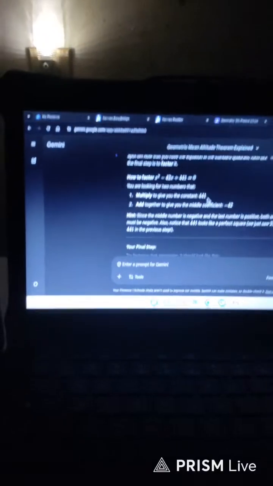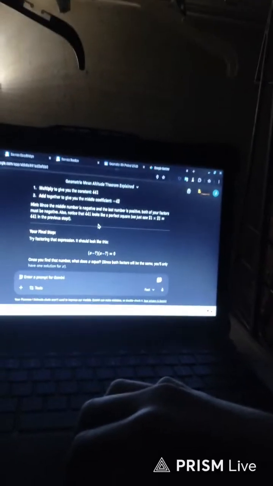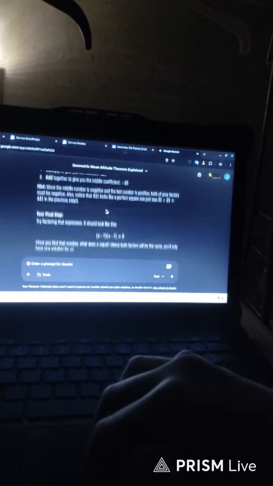Multiply to give you the constant, 441. Add together to give you the middle coefficient, negative 42. Since the middle number is negative and the last number is positive, both of your factors must be negative. Also, notice that 441 looks like a perfect square. We just saw 21 times 21 equals 441. So by factoring, it should look like x minus question mark times x minus question mark equals 0. Once you find that number, what does x equal? Since both factors will be the same, you only have one solution for x.